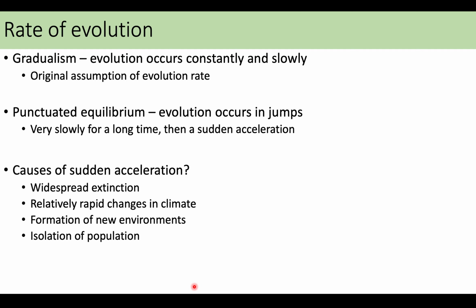So a huge extinction, really, really rapid changes in climates, new environments, or an isolation of a population. Something that's going to change the way that population lives, the way that food web works, the way that population survives. If there's something that changes that, there's going to be what we call a punctuated equilibrium, where all of a sudden that species needs to change in order to survive.